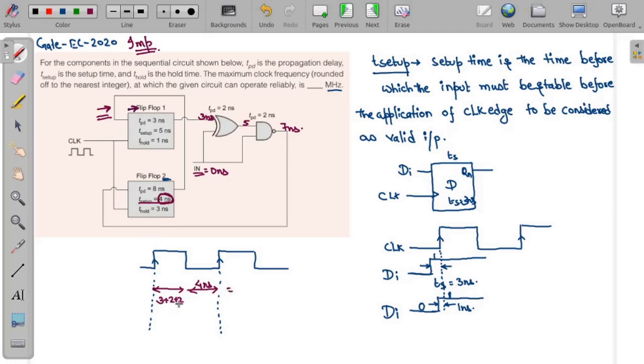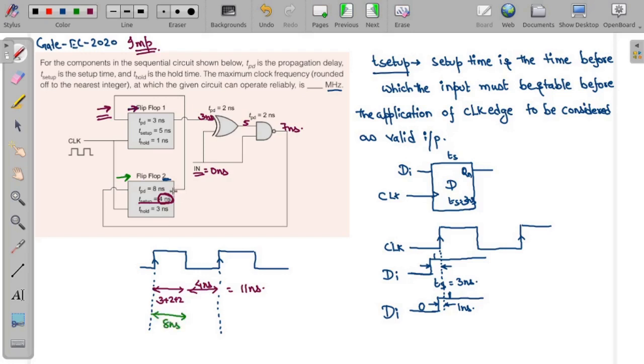This is 3 plus 2 plus 5, 7, 11 nanoseconds, which I am taking when I am starting from flip flop 1. Now let me denote by green color this flip flop 2. So the first thing we have is the propagation delay of flip flop 2, which is 8 nanoseconds. So let me write that, 8 nanoseconds.